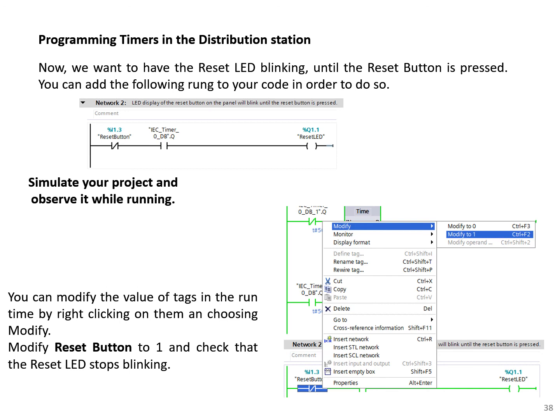So if you go online and turn on the monitoring, you should see these basically highlighted lines of green and gray or blue, and you could modify the inputs by right clicking on it. Modify to 0 or modify to 1. It means that, for example, you are pressing the reset button. You can modify the value of tags in the runtime by right clicking on them and choosing modify reset button to 1, and check that the reset LED stops blinking.